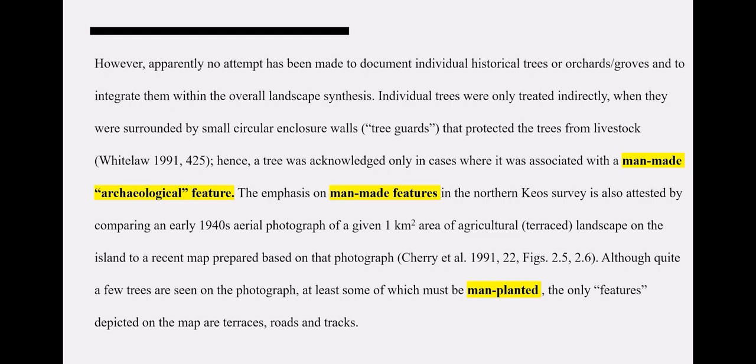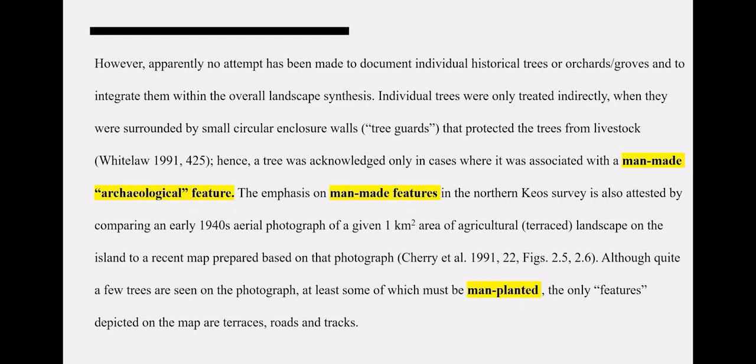So my workshop activity here is: how would you change man-made and man-planted? Because these are obviously, maybe the archaeological feature was woman-made. We don't know. Who said a man planted the tree? Maybe a woman planted it. These are obviously incorrect usages for today. How would you change them? Of course, I can give you a minute to think. All right, if you've thought a bit.